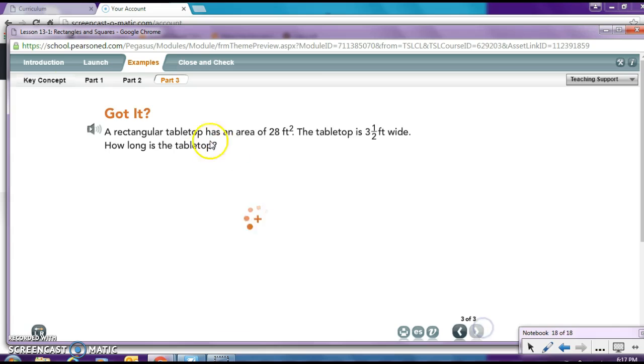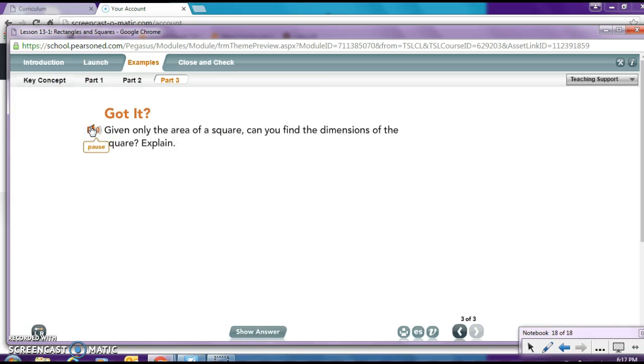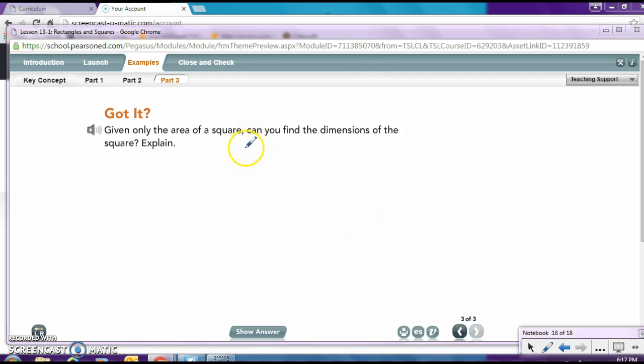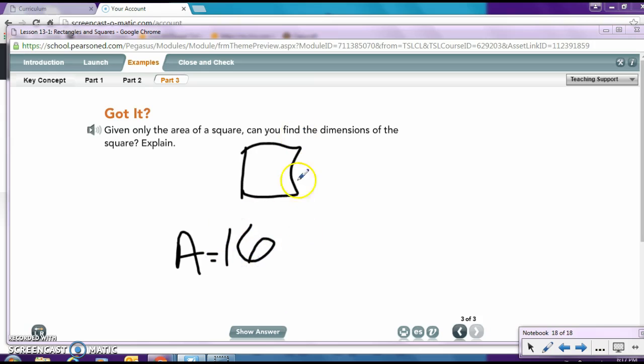On to the last problem. Given only the area of a square, can you find the dimensions of the square? So let's think about it. If we have a square like this, and they tell me that my area is 16, can I figure out what the side lengths are and why?